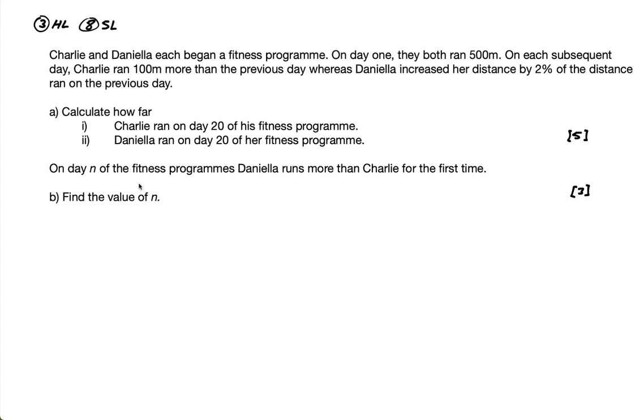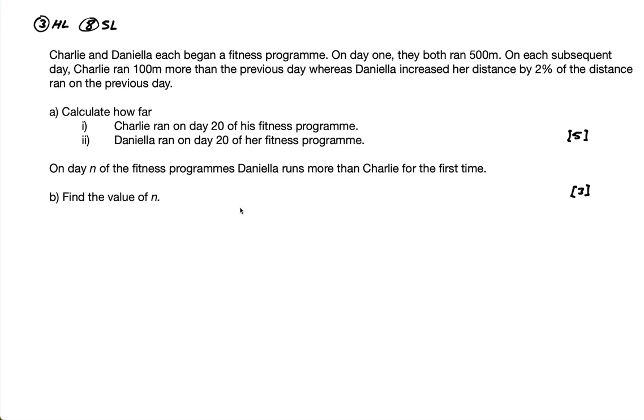Now this is a nice question. Nice as in well designed, a kind of typical sequences and series question where they combine an arithmetic sequence and a geometric sequence. So Charlie and Daniela each began a fitness program. On day 1, they both ran 500 meters. On each subsequent day, Charlie ran 100 meters more than the previous day, whereas Daniela increased her distance by 2% of the distance she ran the previous day.